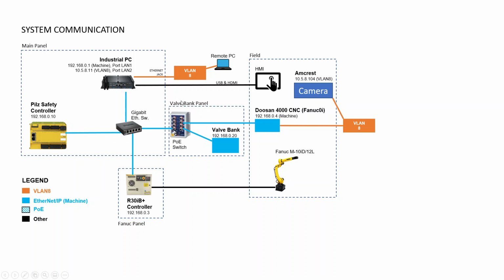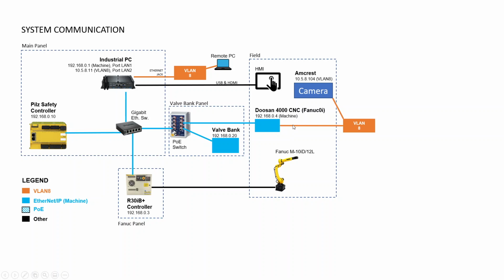On the outside of the machine, directly on the side, we have a valve bank panel, which has a PoE switch and a valve bank device. It's an Ethernet IP adapter device indicated here in blue. Additionally, in the field, we've got a FANUC 0i CNC controller communicating over Ethernet IP. It's got an Ethernet IP adapter. Our industrial PC acts as an Ethernet IP scanner.